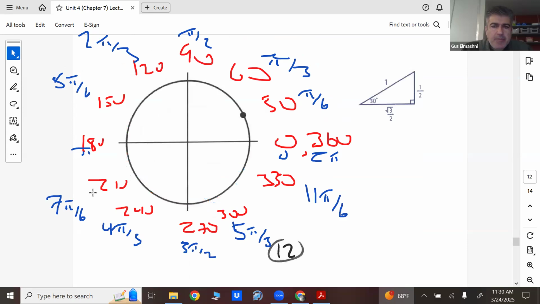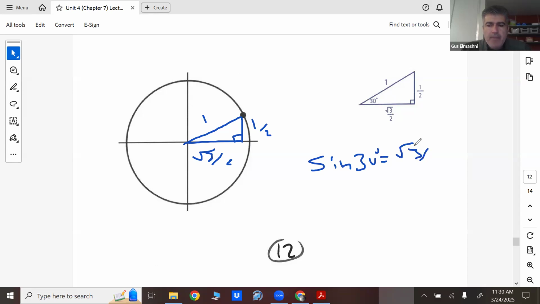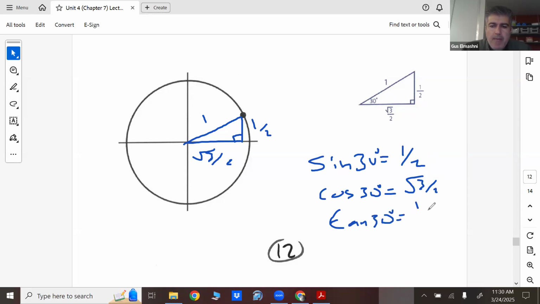So if I do this next, that's 1. That's root 3 over 2, and that's 1/2. So sine of 30 degrees, of course, is root 3 over 2. Sorry, 1/2. It's the y coordinate, my bad. The cosine of 30 degrees, that's going to be root 3 over 2. And the tangent of 30 degrees is going to be y over x, 1/2 over root 3 over 2. You flip the bottom fraction. So you have 1/2 times 2 over root 3, 1 over root 3, so root 3 over 3.